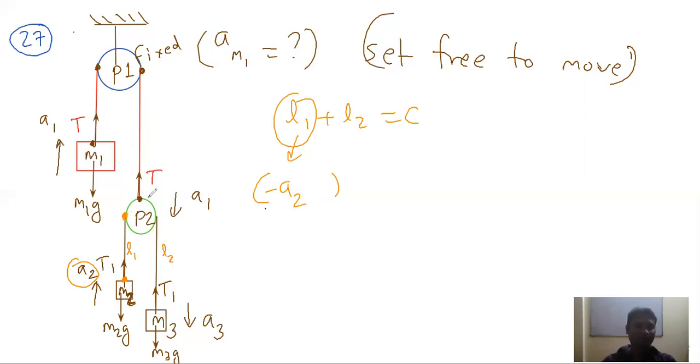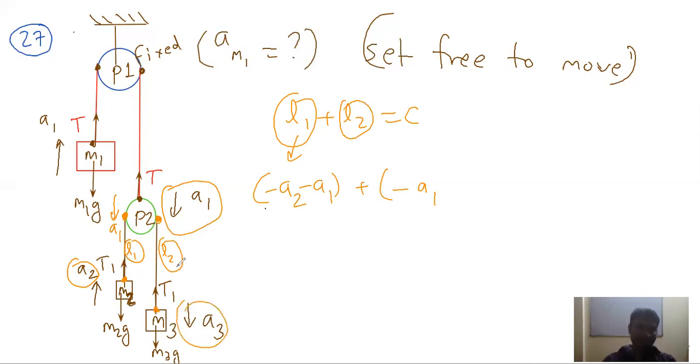Similarly, this point here is connected to pulley and it is moving down with acceleration A1. So because this pulley P2 moves down, it leads to a decrease in length of L1. So we can say minus A1. Similarly, for length L2, this is one point which is moving down with acceleration A1, so this point is leading to a decrease in length of L2. So minus A1. And this point here is going downward with acceleration A3, leading to an increase in length of L2.